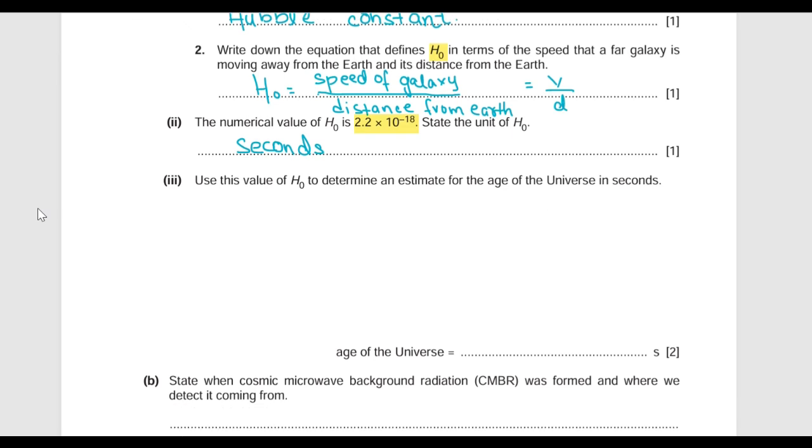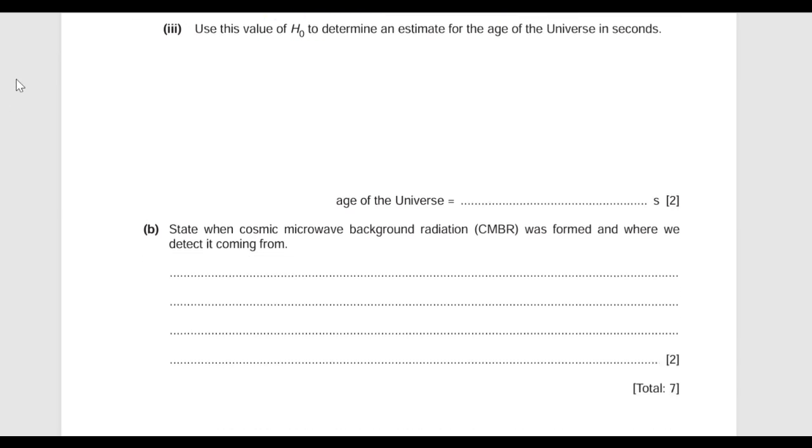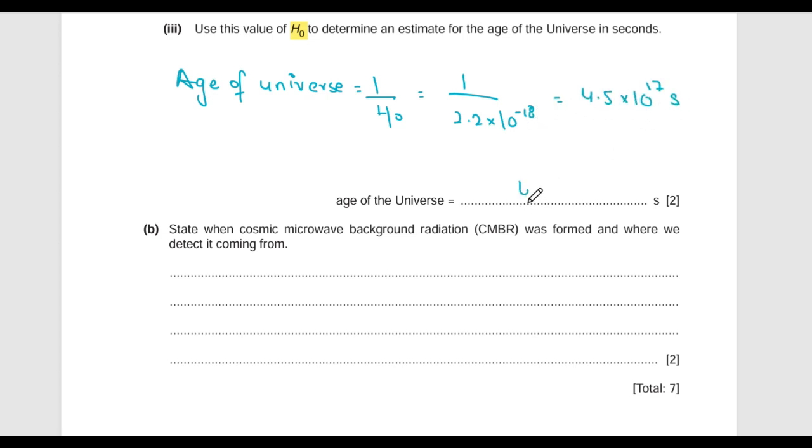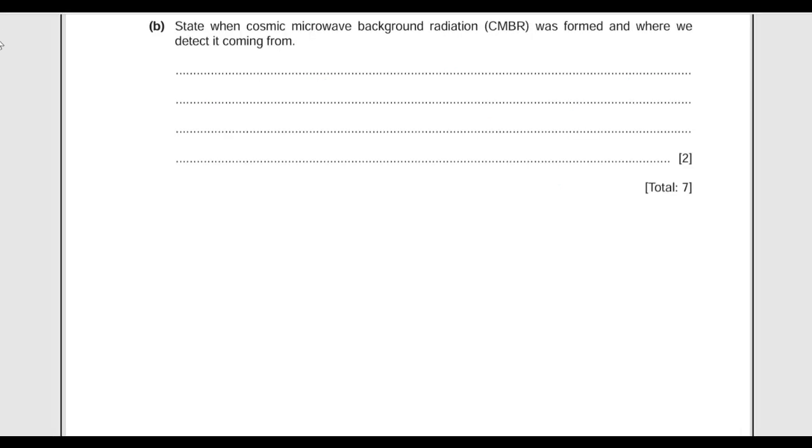Part number 3 says use this value of H naught to determine an estimate for the age of the universe. We can determine the age of the universe by taking the reciprocal of H naught, or we can say 1 over H naught. The value is already given by the question, which is 2.2 times 10 raised to power negative 18. When you put it into your calculator, you will get 4.5 times 10 raised to power 17 seconds.